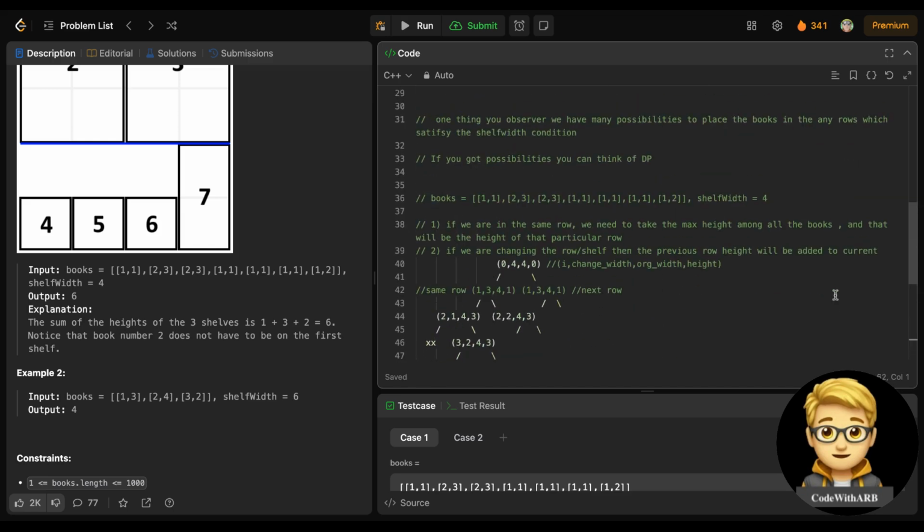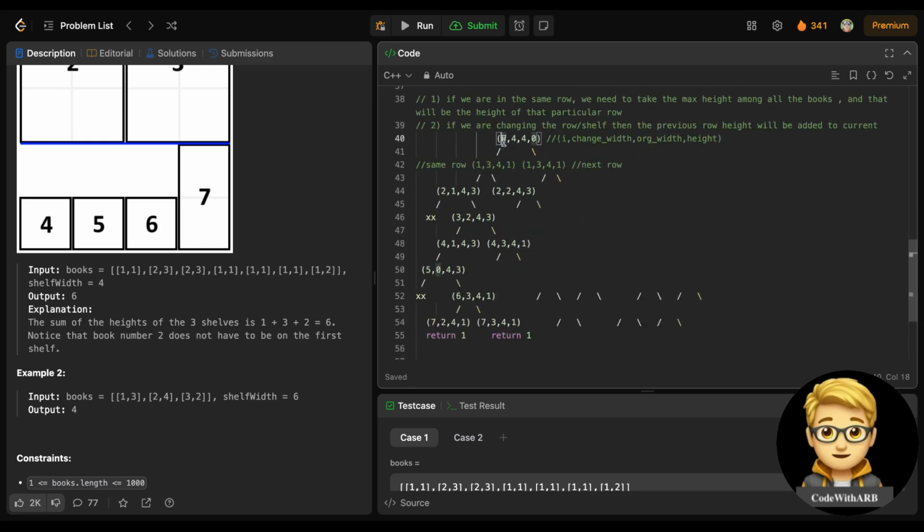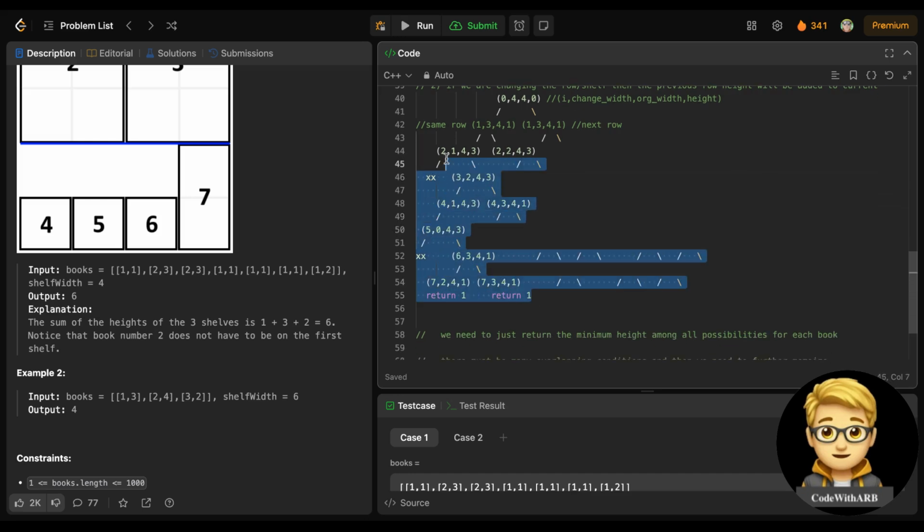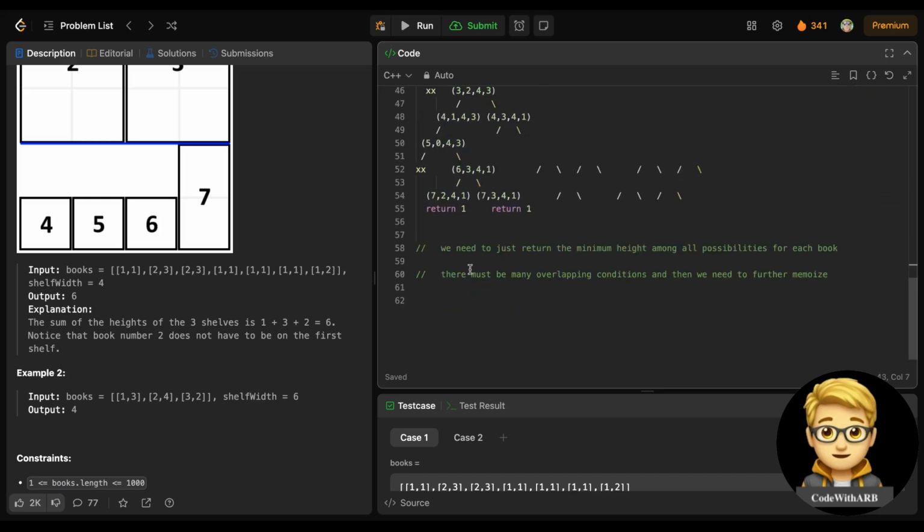So mainly what is changing? This i is changing at each step, the width is changing at each step, and height is manageable. Why is height manageable? Because height is stored in my answer, height is the answer, right? So we don't need to store the height at every position. We store height to keep track of what we need to return, what will be stored in my dp of i, right? So that will be the memoization condition.